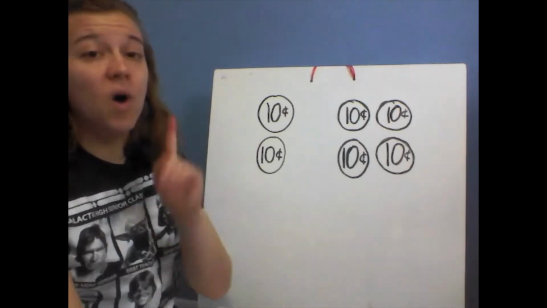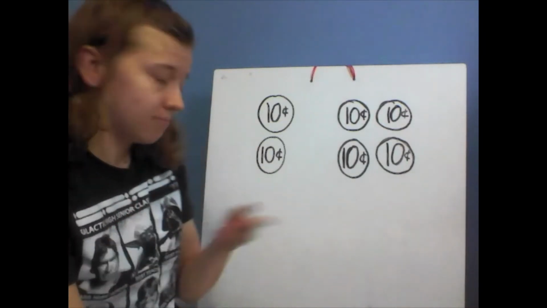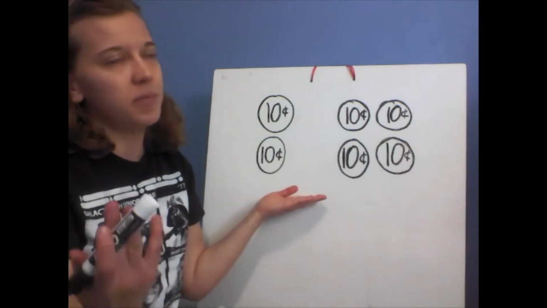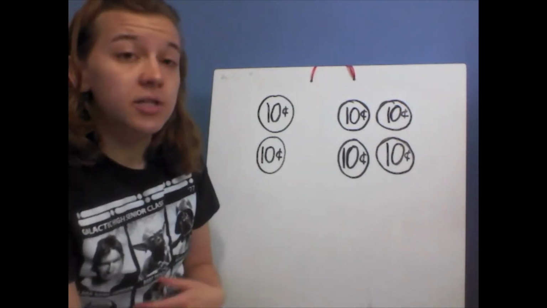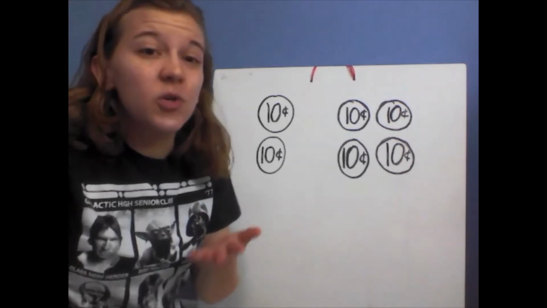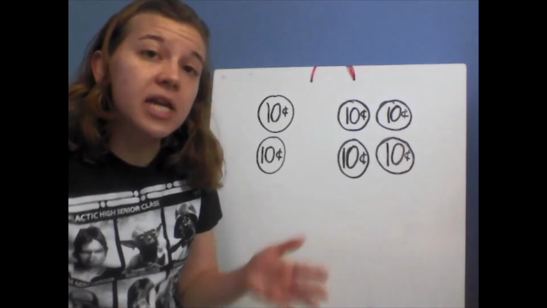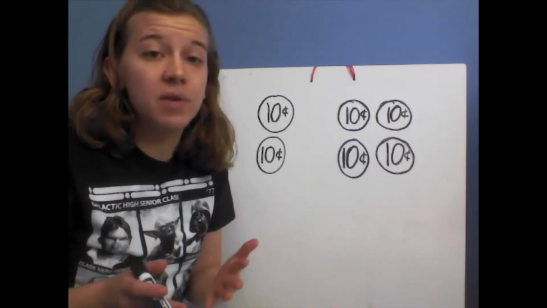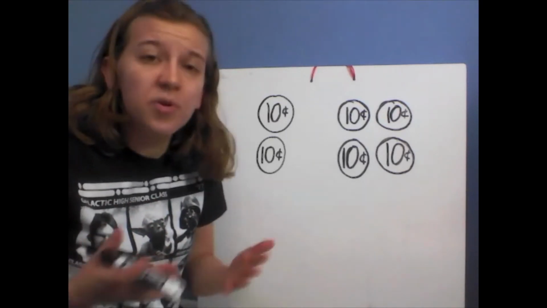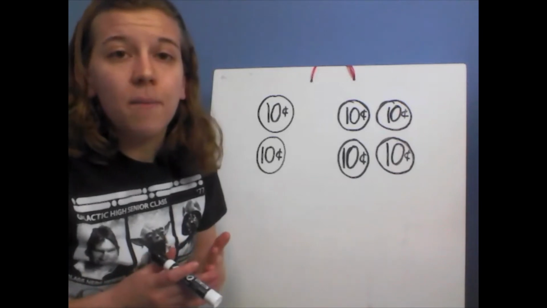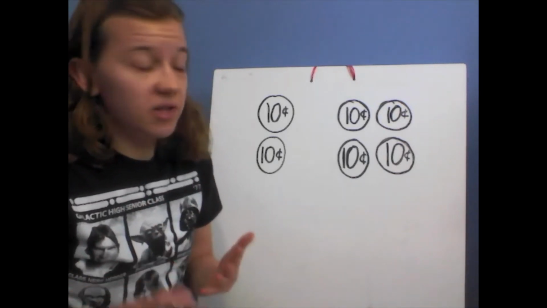Let's see. So remember, one dime is worth how much? 10 cents. I have it written right up here, so of course you know. But one dime equals 10 cents. So one dime is similar to a 10 rod, because a 10 rod equals 10 and 1 dime equals 10 cents. So they both equal 10. So they're pretty similar. They're slightly different, but pretty similar in the way that they're counted.